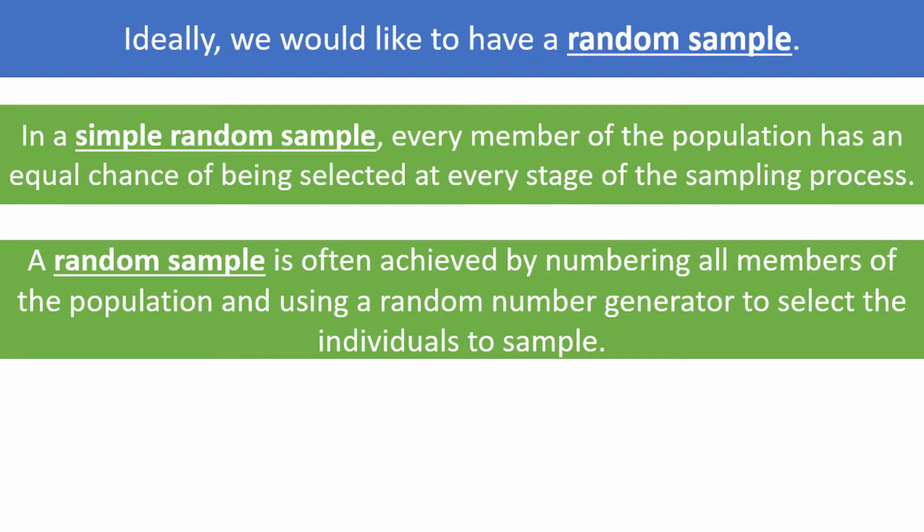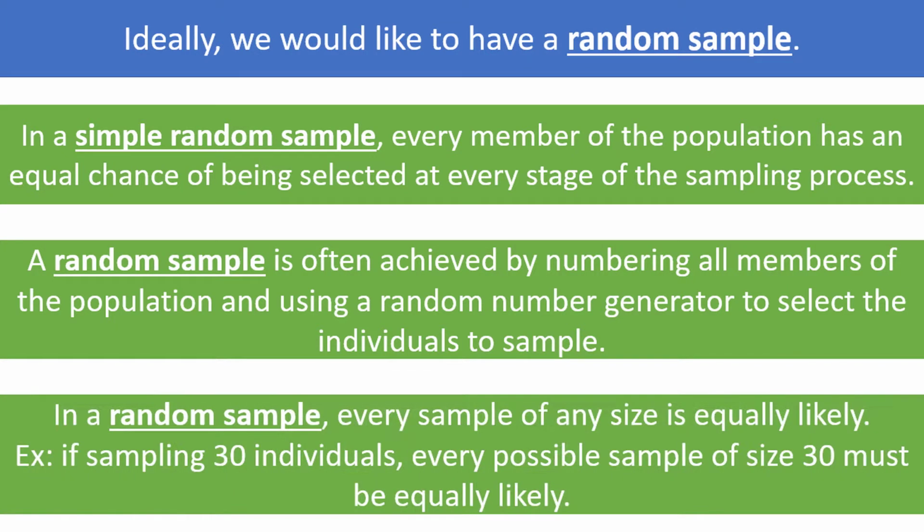In order for a sample to be considered random, every sample of any size must be equally likely. That means if you are sampling 30 individuals, every possible sample of size 30 must be equally likely. If you are only sampling 20 individuals, every possible sample of size 20 must be equally likely.